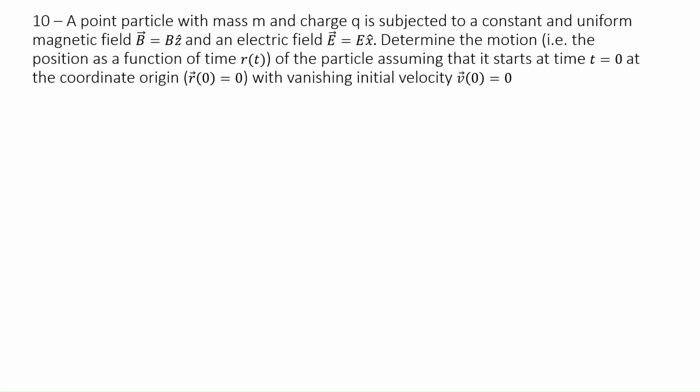A point particle with mass m and charge q is subjected to a constant and uniform magnetic field, B equals Bz, and an electric field, E equals Ex. Determine the motion, i.e. the position as a function of time, r(t), of the particle, assuming that it starts at time t equals 0 at the coordinate origin, r0 equals 0, with vanishing initial velocity, v0 equals 0.